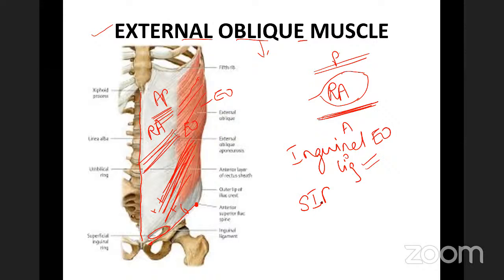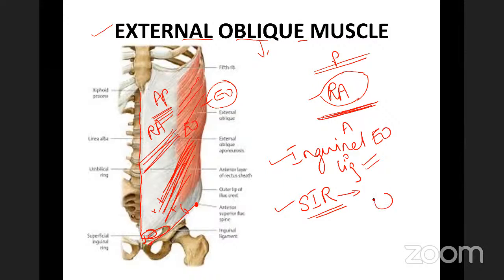Very important. So, the superficial inguinal ring is a modification of the external oblique muscle. Where is this present? Just above the pubic crest, you will have an opening. That opening is called the superficial inguinal ring. There's one more ring called the deep inguinal ring. We will discuss it later. So, modifications of external oblique muscle are the inguinal ligament and the superficial inguinal ring.